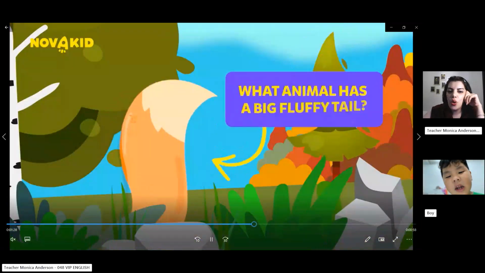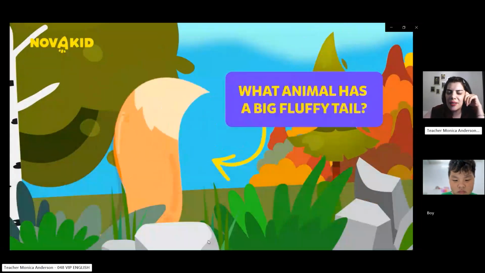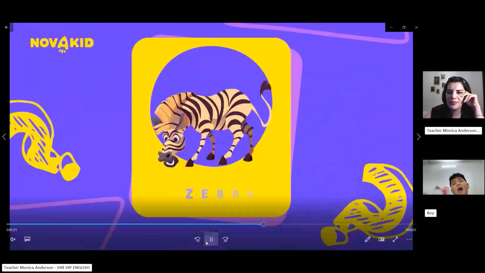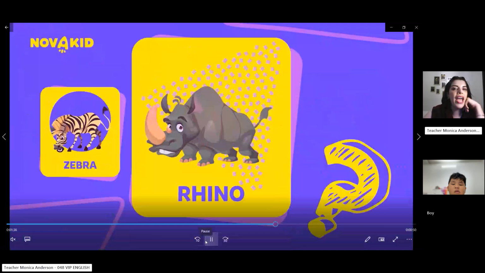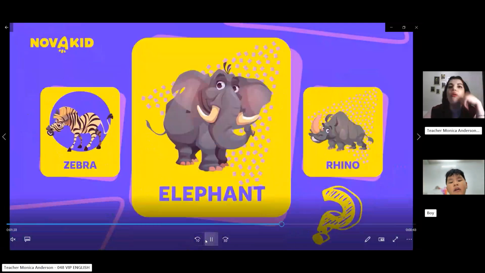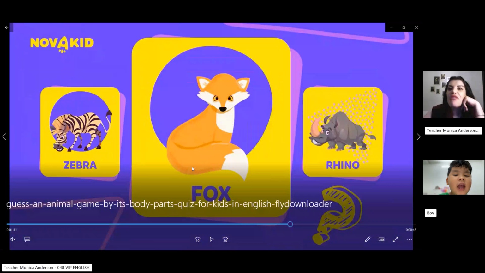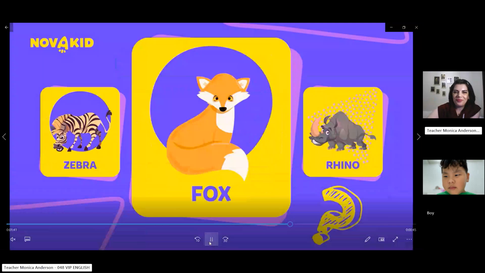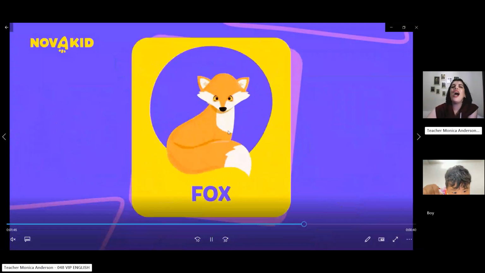Let's see. What is this? It's zebra? No. Rhino? No. Elephant? No. Fox? Yes. Yeah? Yes, fox. Good job. It's a fox. Yeah. Fox.